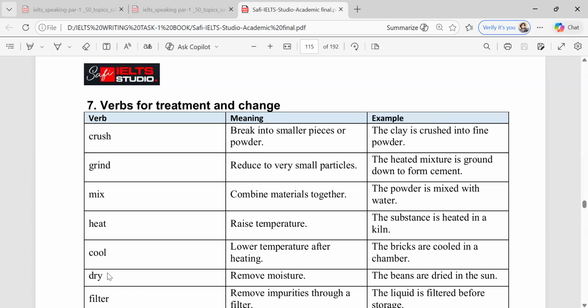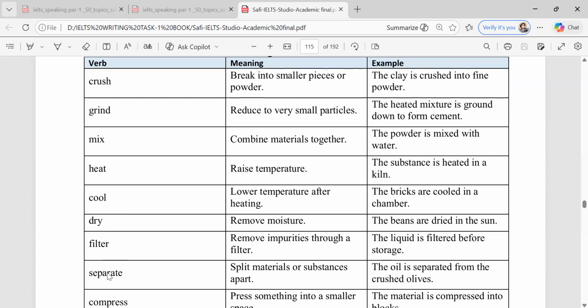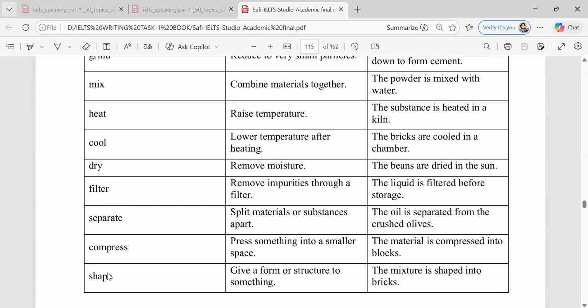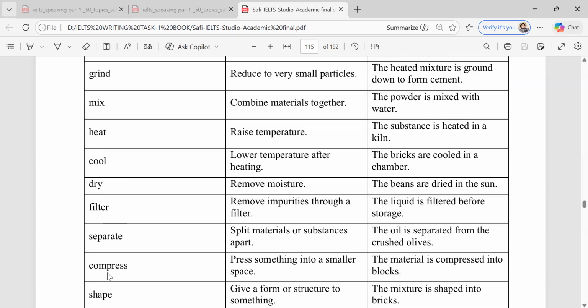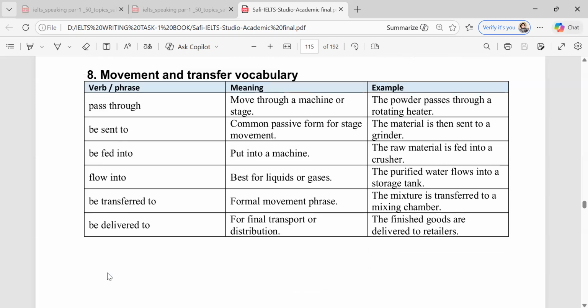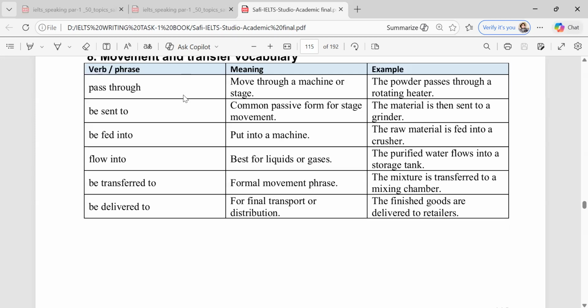Then words for treatment and change. For example, something is crushed, mixed, heated, cooled, dried, filtered, separated, compressed, shaped. So vocabulary for that is also available for you. And then movement and transfer vocabulary, we can use passed through, sent to, fed into, flowed, transferred, and then we can say delivered. So different vocabulary words are used because later on you will need them.